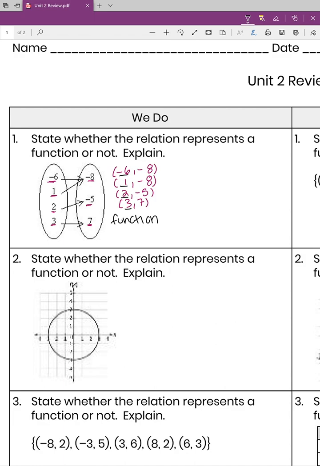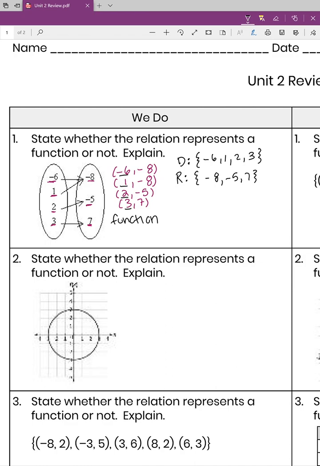Let's say it also asks for the domain and range. Remember, domain is the x values. So the domain in this case is going to be all the x numbers. So we have -6, 1, 2, and 3. And then the range is going to be all the y values. But remember, we do not need to repeat a number twice. So we have -8, -5, and 7 as the range, which is the y values.